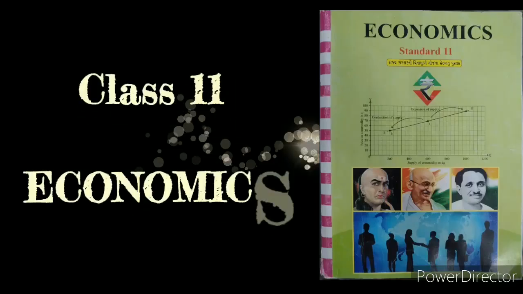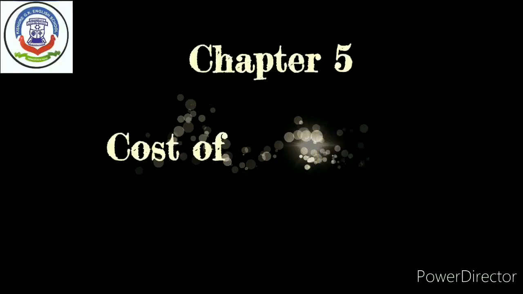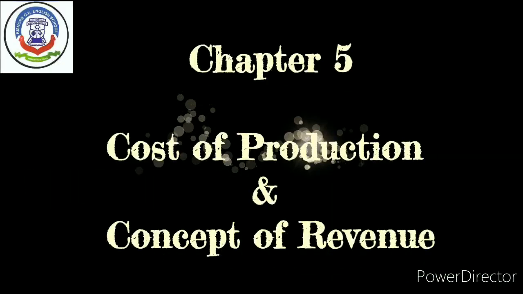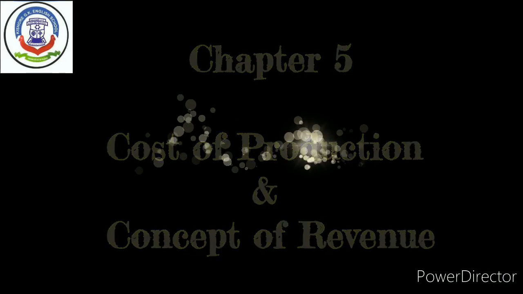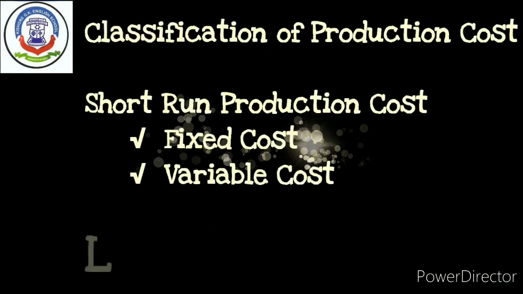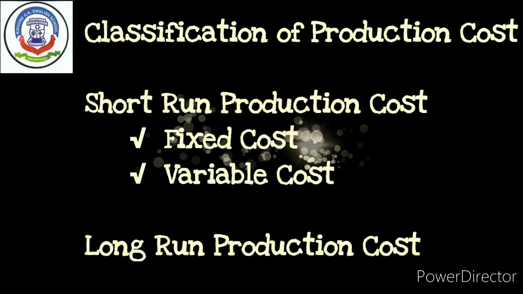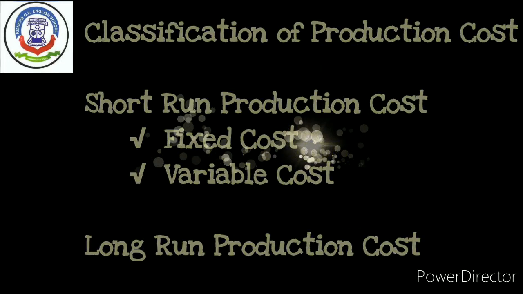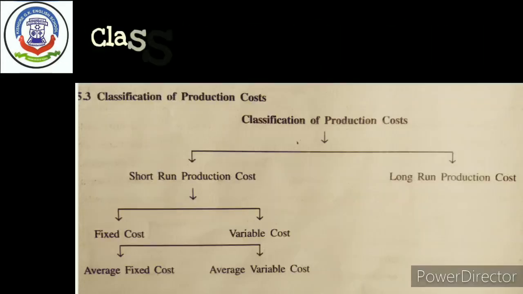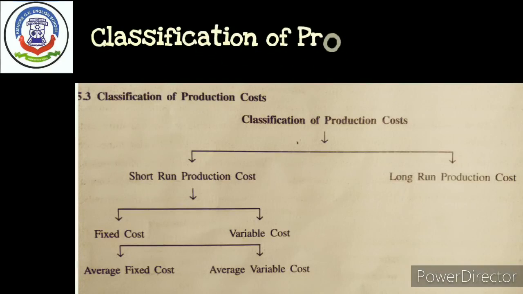Hello students, 11th standard economics subject, chapter 5, cost of production and concept of revenue. Today's topic, classification of production cost. Production cost is classified in two terms, short run production cost and long run production cost.